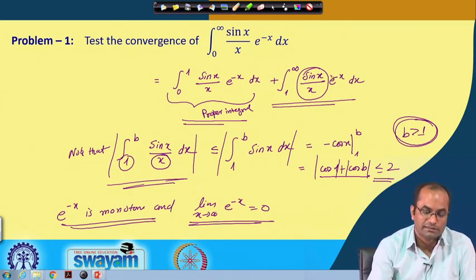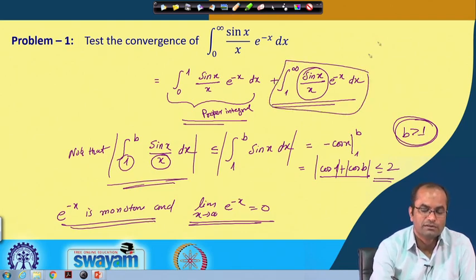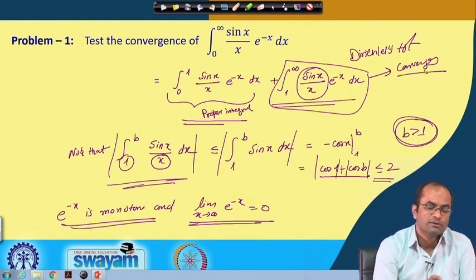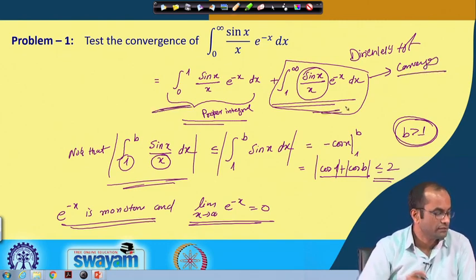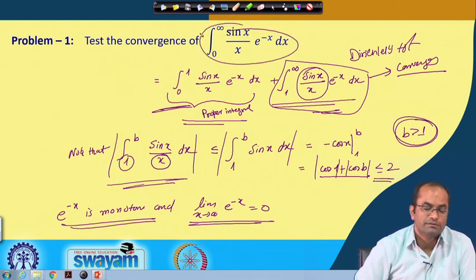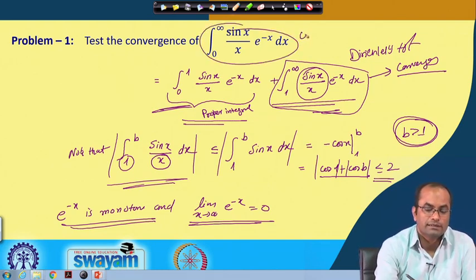So, in this case we can now apply Dirichlet's test, which says that this integral converges. So, this integral converges, and the other one is a proper integral. So, the original integral from 0 to infinity of sin x over x converges.